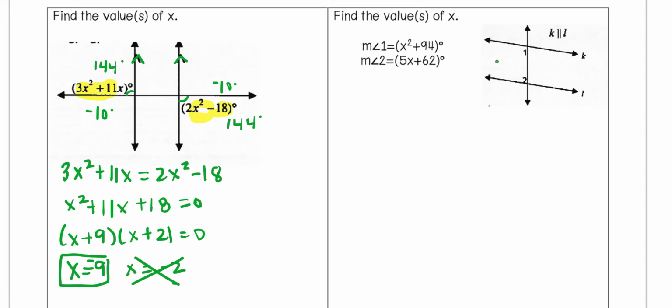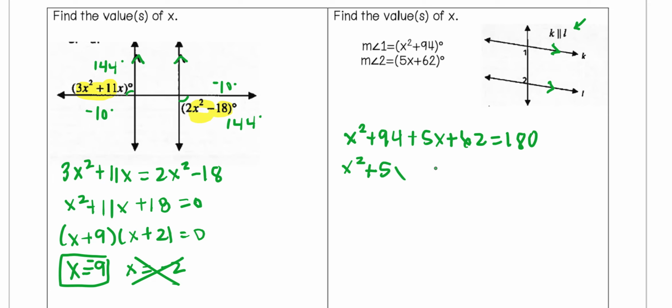Here we have angle 1 and 2 that are between two parallel lines. It told us that K and L are parallel right here. And so these two are both on the same side of the transversal and inside the parallel lines. So these are consecutive interior angles. They're not congruent, but they are supplementary. So we can take x squared plus 94 plus 5x plus 62 and set it equal to 180 total. At this point, we're going to combine like terms and set equal to 0. So we get x squared plus 5x minus 24 equals 0.